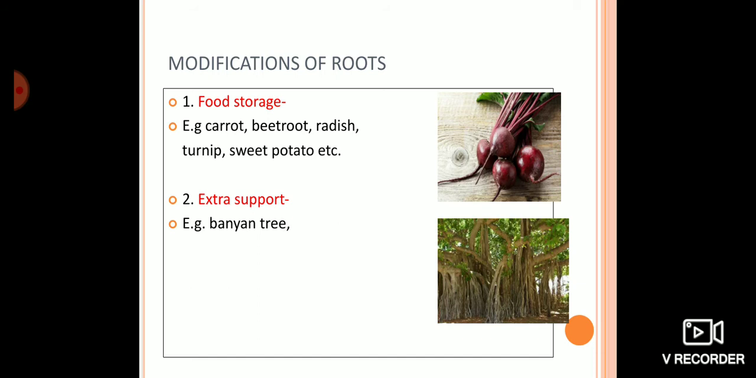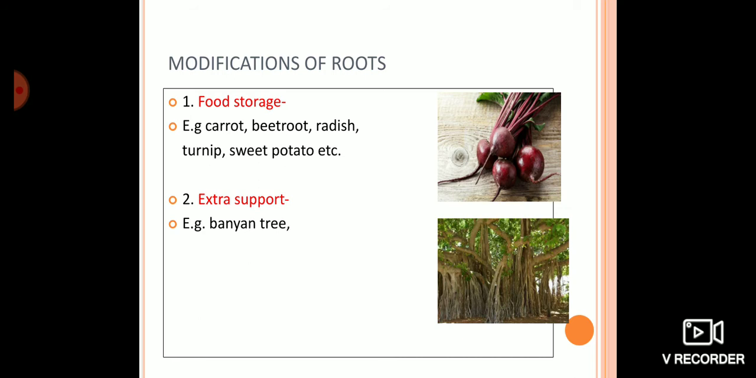These roots can be eaten and are called edible roots. The tap roots are generally modified into such storage roots. Examples are carrot, beetroot, radish, turnip and sweet potato. So this first modification of the root is food storage, where the food can be stored.